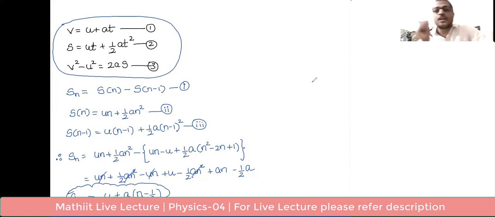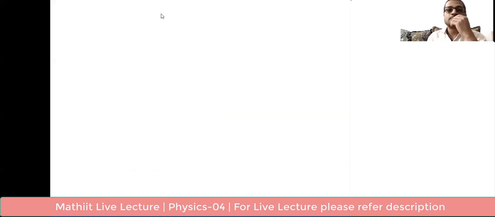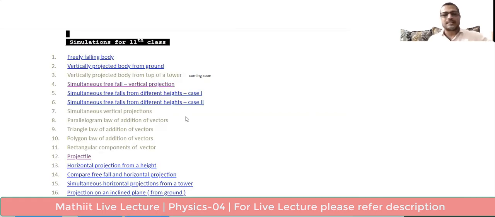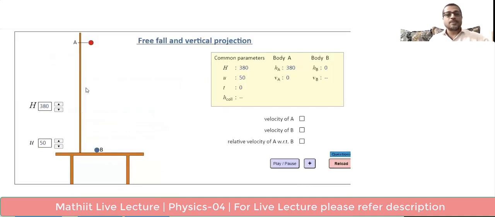Yes. Right. Now, let us look at a simple example of how these equations can be used to solve a problem. Okay. And I will clear. Today, we are going to look at this one, simultaneous free fall and a vertical projection.